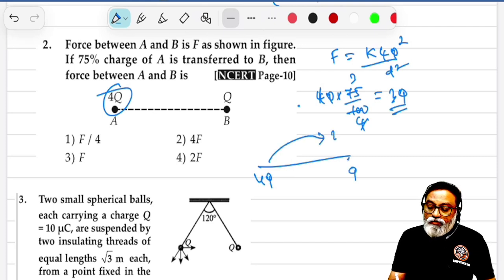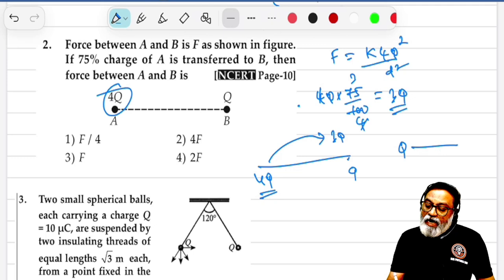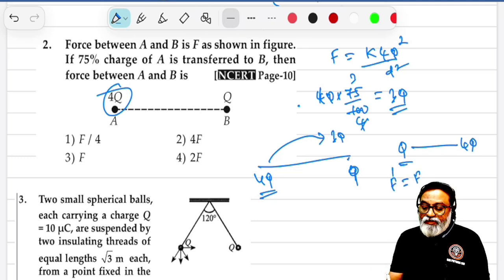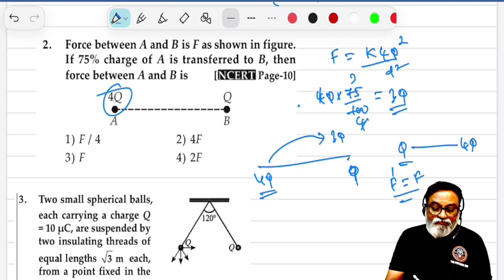Therefore, from this 4Q, 3Q is removed. That 3Q is added to this one. After removing 3Q, this becomes Q. After adding this 3Q to this Q, this becomes 4Q. Now in the system, again there are two charges, Q and 4Q. Distance is the same. Therefore, F dash is equal to F itself. Therefore, answer 3.